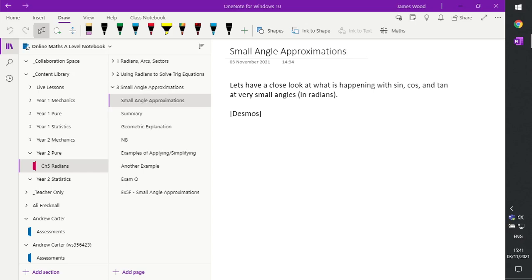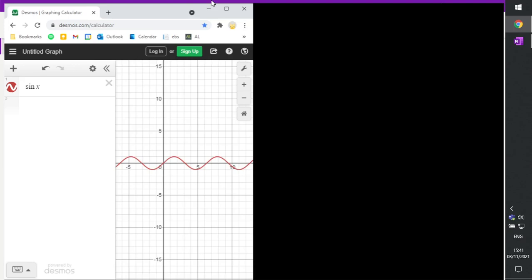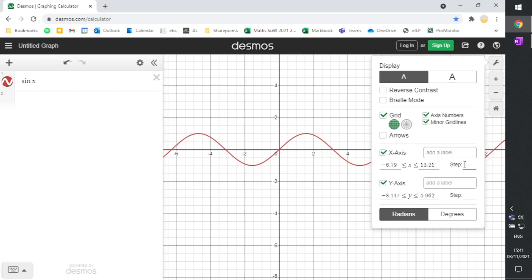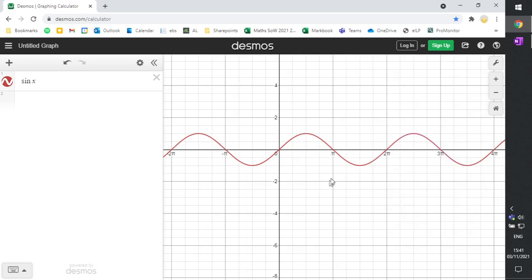In this third lesson on radians, we're going to have a look at something called small angle approximations. Just to get started, I want to have a look at the graphs of sine, cos and tan, but just at very small angles and see what's going on. So here is the graph of sine x. Notice that I've plotted it in radians here. Perhaps if I change my axes, there we go, that shows a bit more clearly that I'm working in radians.